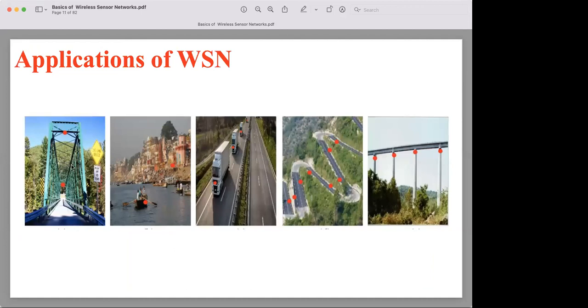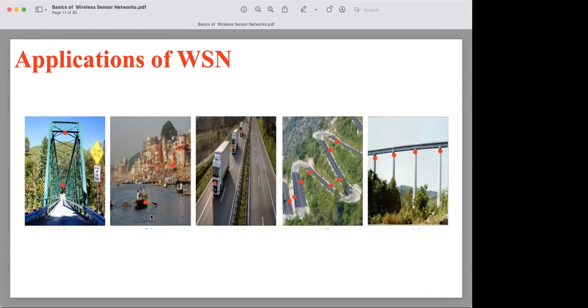So this is bridge structure monitoring. You can deploy the sensors, they can collect the information. If any vibration is more than the threshold value, they can automatically transmit this information to the sink node. So that no one is required to monitor periodically or continuously, they automatically monitor and transmit this information.